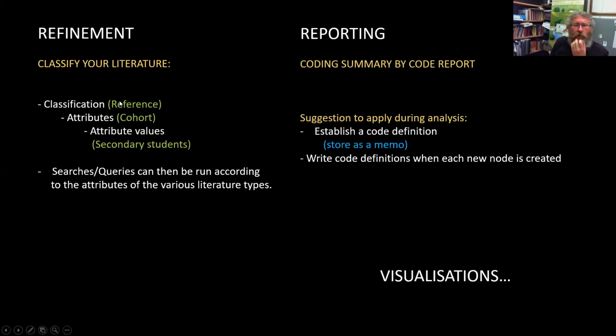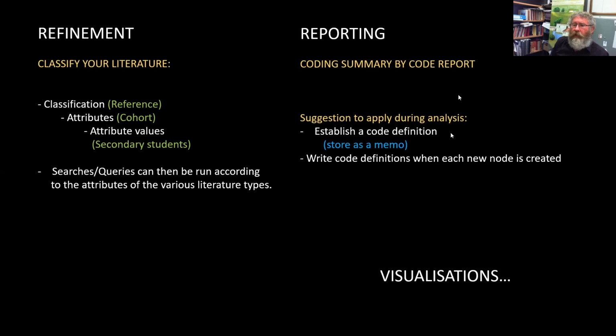You can also go and create attributes and attribute values for each of your documents. And then you can go and explore and find documents according to their attributes or attribute values. And then reporting, I think coding summary by code report is the thing you'll find most helpful at this point.